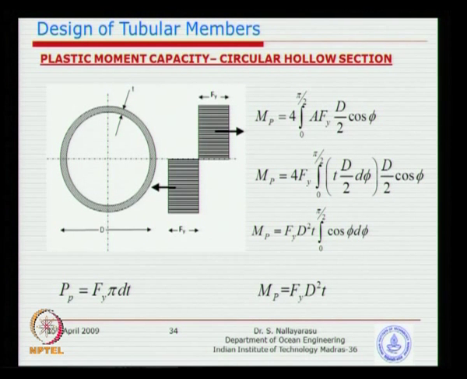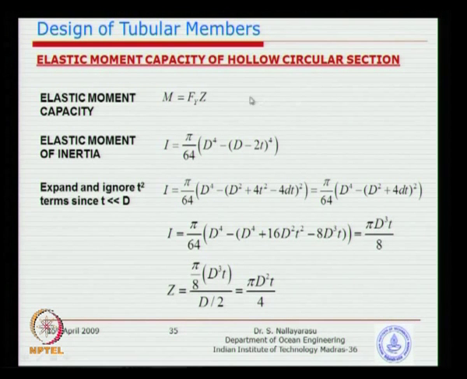Now, what is the moment of inertia of the circular hollow section? Pi by 64 d power 4. So, you know the formula, and then divide I by y, you will get the section modulus, and you can multiply by Fy, you can get the elastic moment capacity. How do we do it? Because we want to see this in a similar form, the elastic moment capacity is Fy times Z, and the I value is known to us.